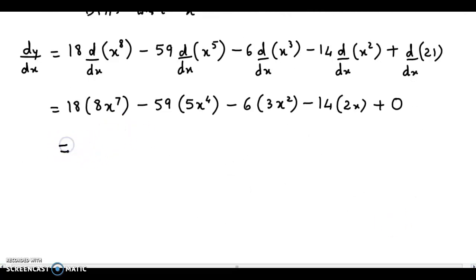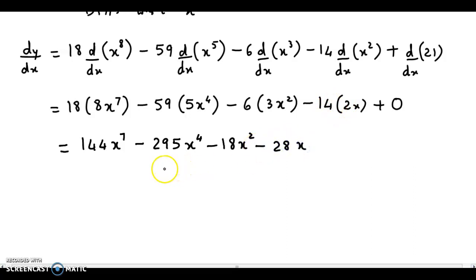Now we'll have the final answer. 18 times 8, if we multiply, we'll have 144 times x raised to 7 minus, now 59 into 5 gives 295, so minus 295 times x raised to 4. 6 threes is 18, so minus 18 into x square. 14 twos is 28, so minus 28x. So this is the final value for the derivative.